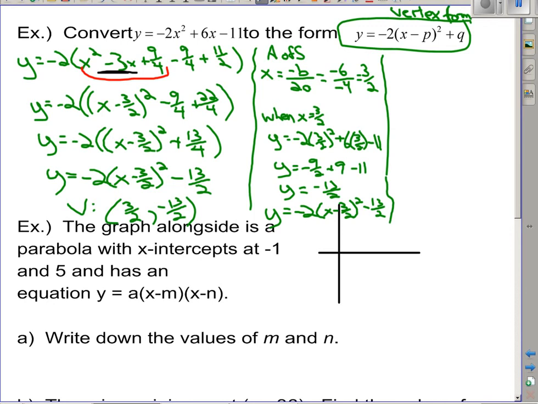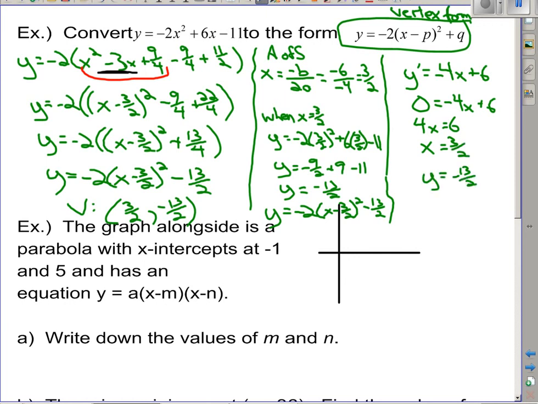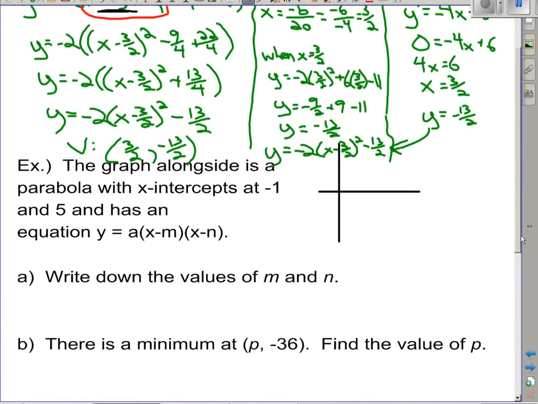As another approach, you could just differentiate and say y prime is negative 4x plus 6. You know that where you're going to have your vertex, you've got a horizontal tangent. So set y prime to be 0. Okay, so 4x equals 6, which means x is 3 over 2. And now we know that when x is 3 over 2, we could find that y is negative 13 over 2 by subbing it into the original. And we're still going to get the same solution, or the same representation. You can take your pick, whatever you prefer.